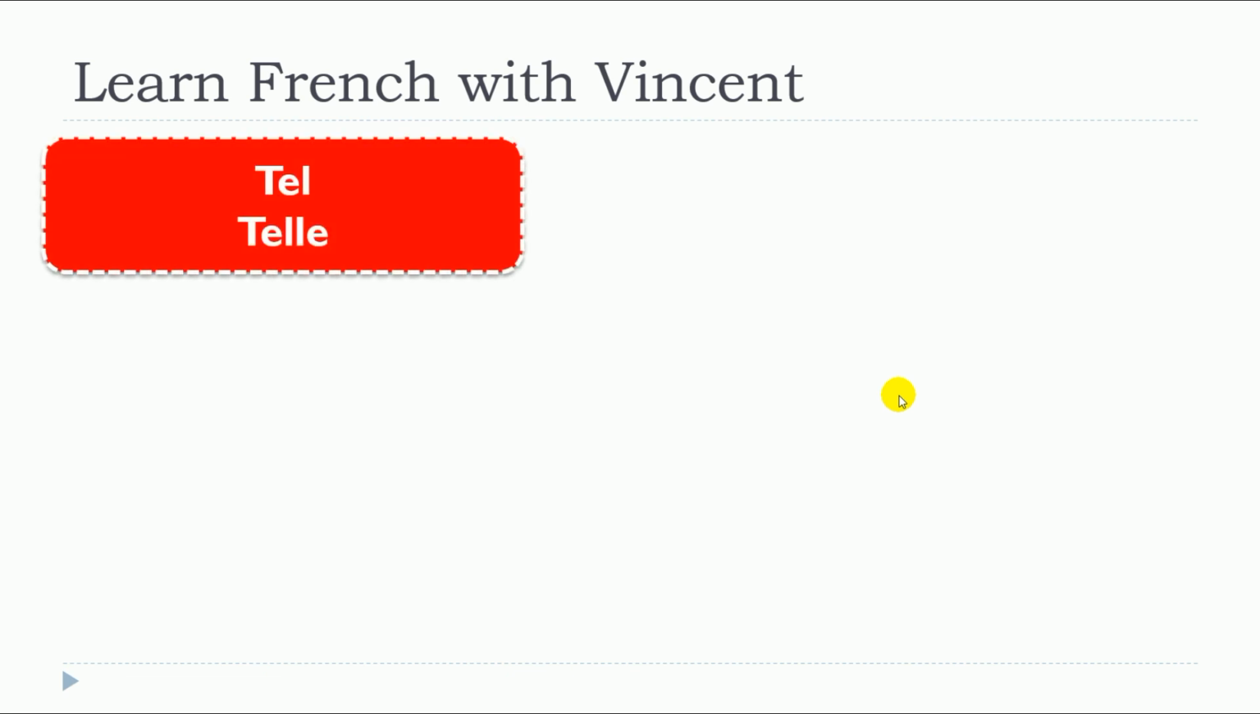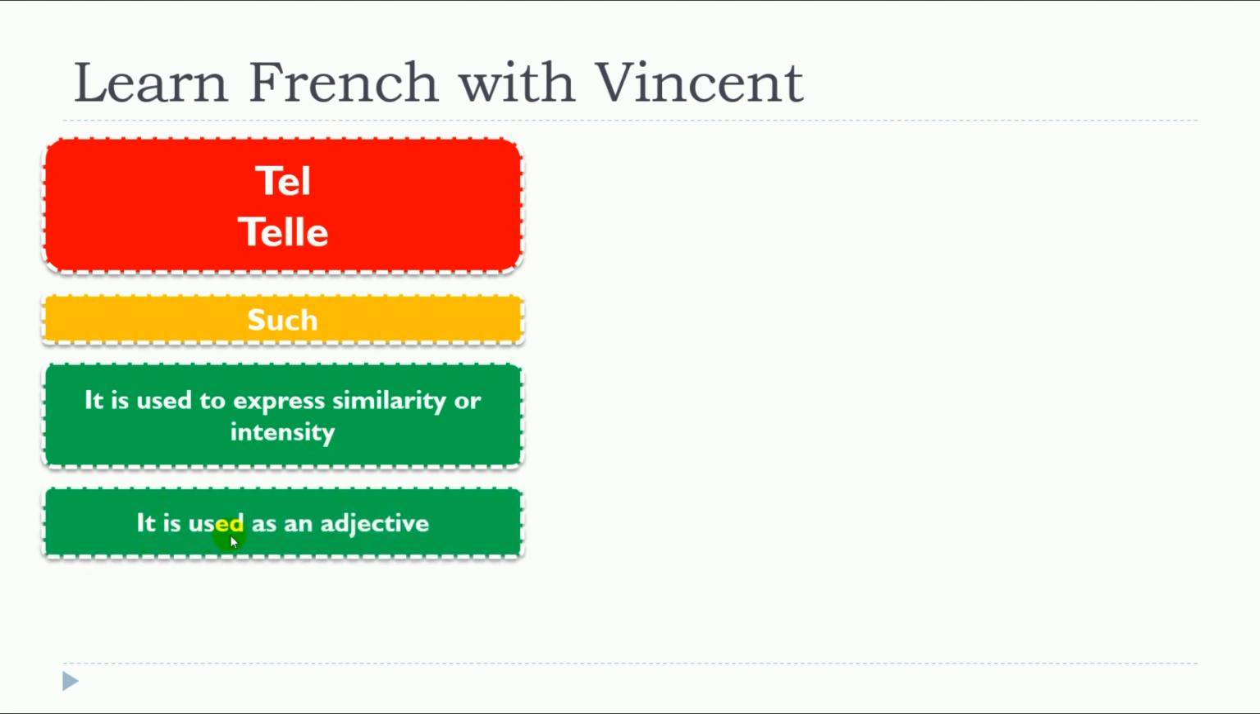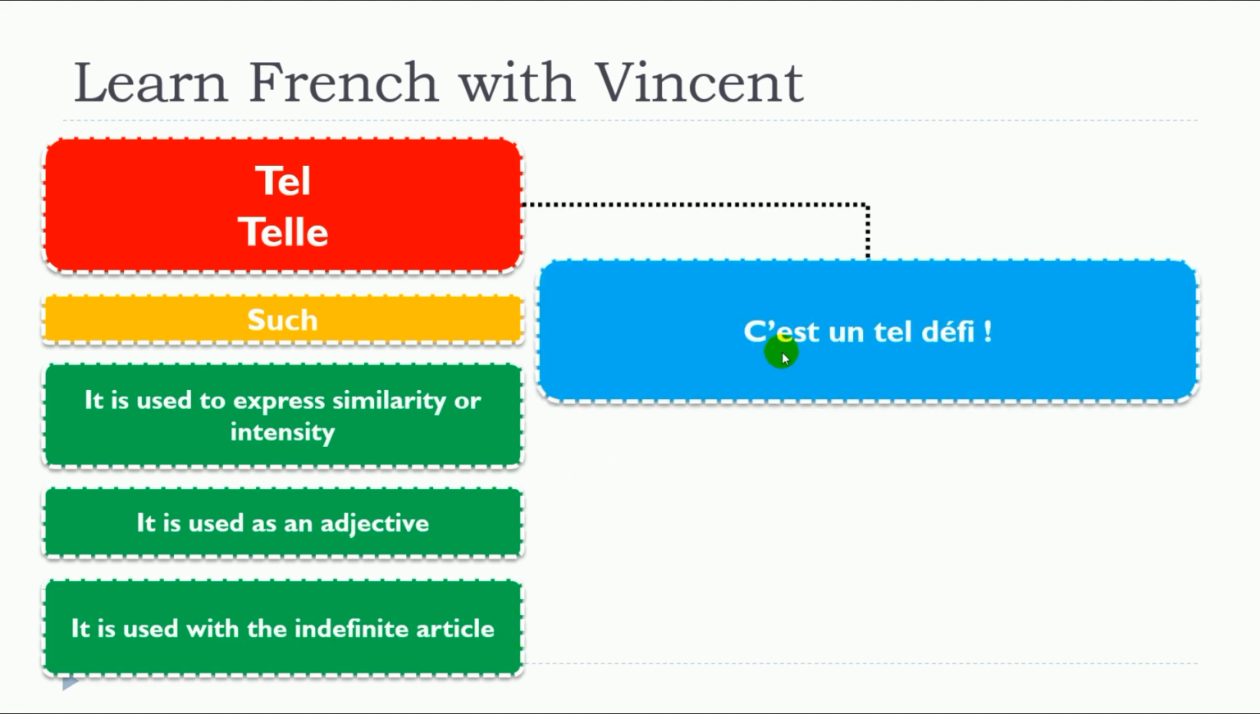So let's see now the singular. Singular is tel and tel, same pronunciation, but then final S is not here. It still means such. It is used to express similarity or intensity, so this is exactly the same thing. It is used as an adjective, same thing too. It is used with the indefinite article, so this is important, and that's the reason why we'll have two examples.